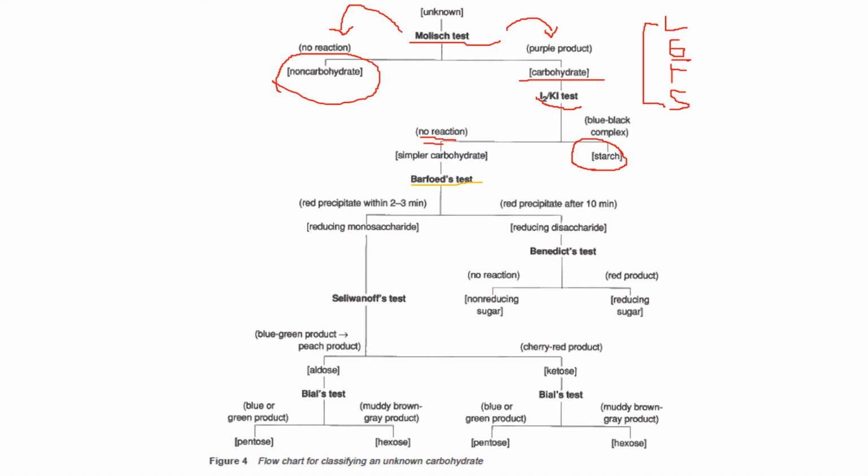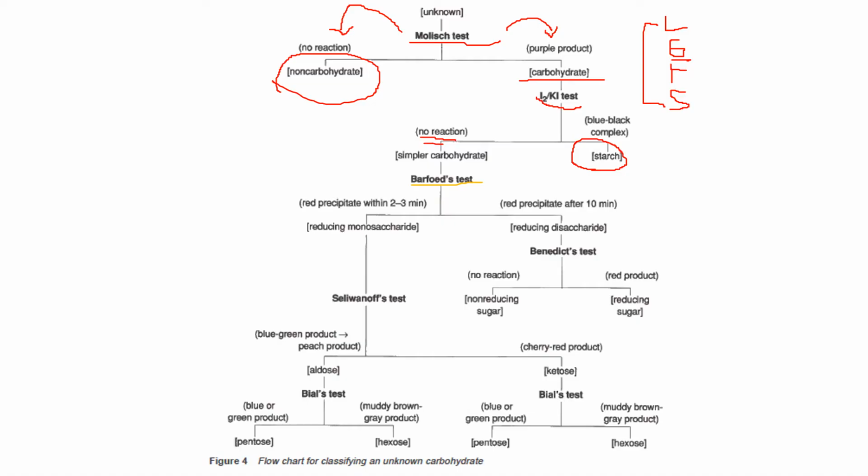Now, if, for example, there is no red precipitation either after the 3 minutes or after 10 minutes, then that might mean that what we have is a disaccharide. But if there is a precipitation after 3 minutes, usually within 5 to 8 minutes or within the 10-minute range, but beyond the 3 minutes, then that means that what we have is a reducing disaccharide, and so on. So that is how we are going to be using this schematic diagram.